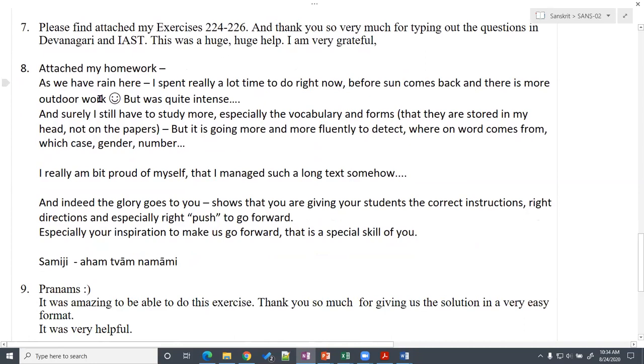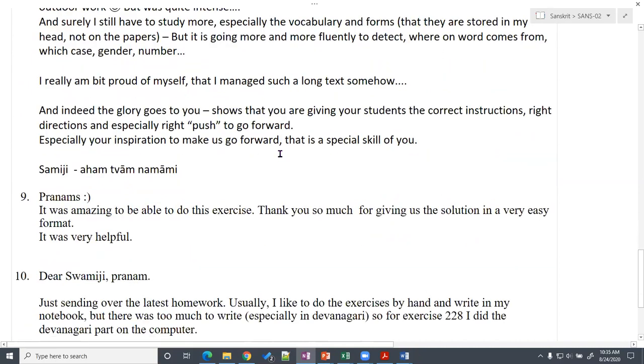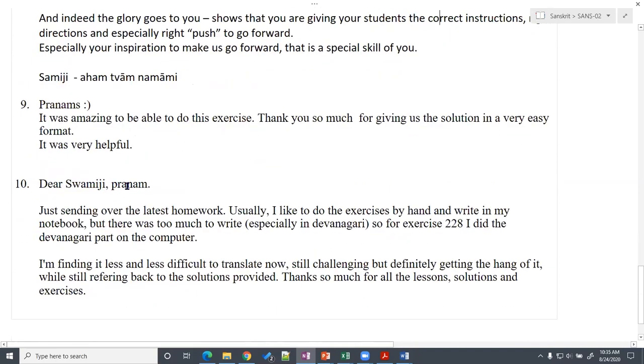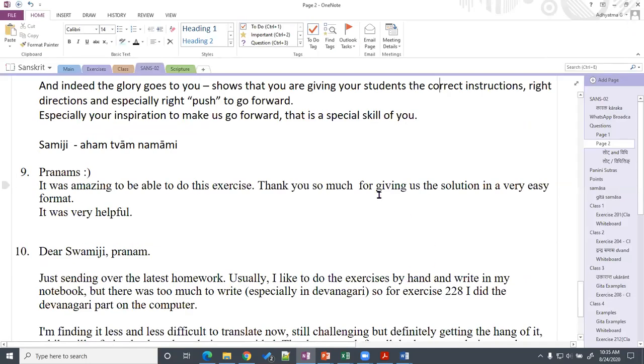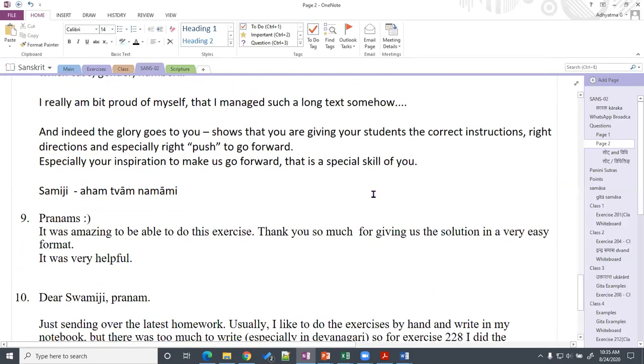And there is a comment here. As we have rain here, I spent really a lot of time to do right now before sun comes back, and there's more outdoor work, but it was quite intense. And surely I'll have to study more. And then the person is saying, I'm really a bit proud of myself, managed such a long text somehow. I'm very happy to hear that. So as you can see, those who are able to do the exercises, their learning is really happening in a very significant manner. And that is the crux of the thing, that exercises do help you to be able to learn all the concepts very clearly.